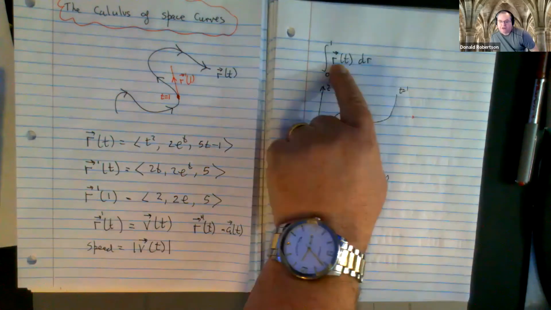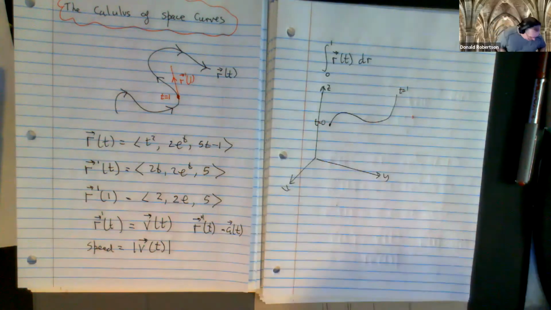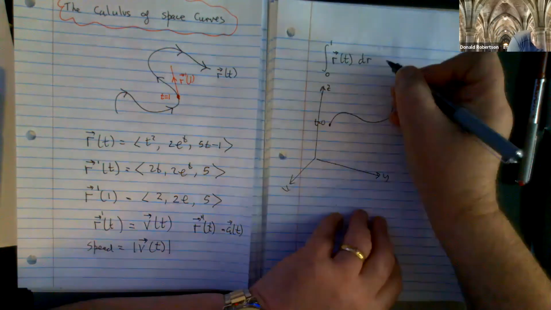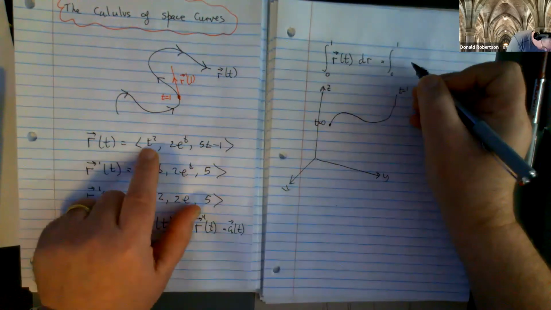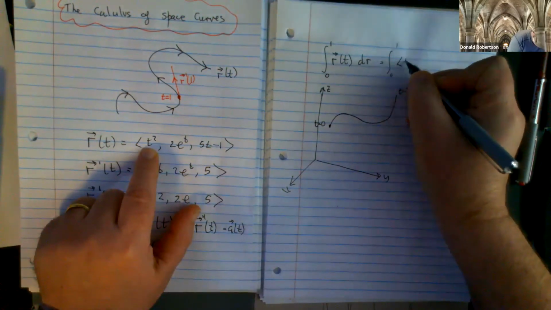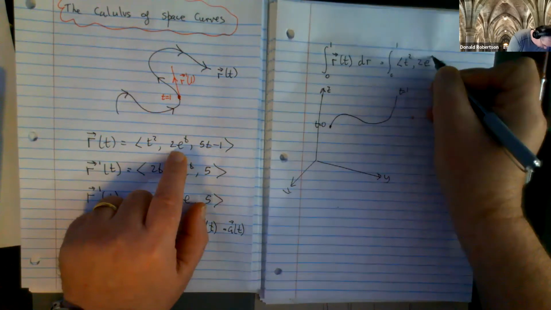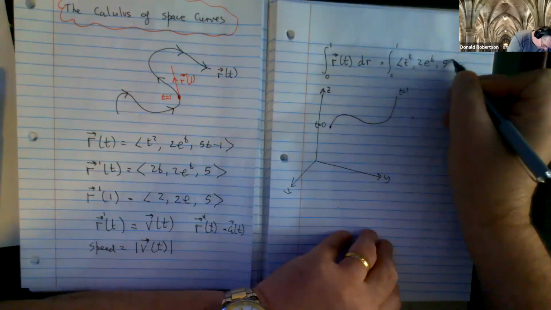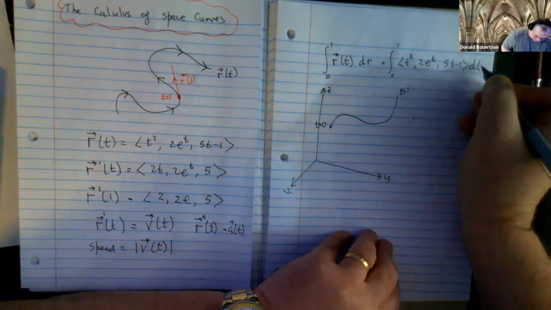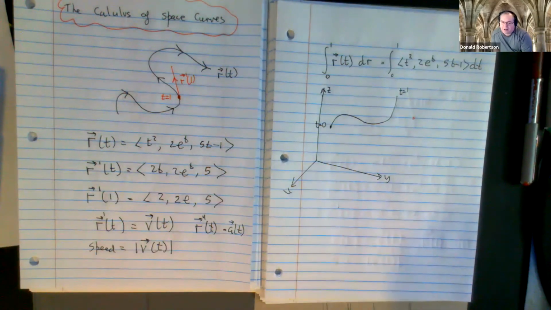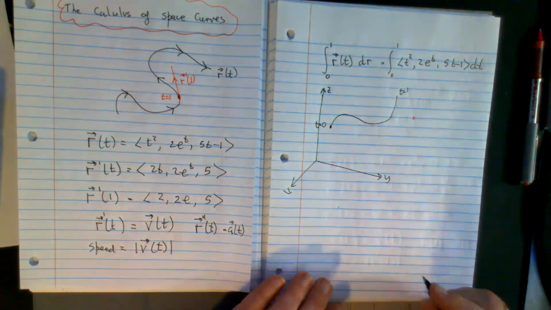And you'd like to integrate this fella. Let's make him this guy. So it's going to be t squared, 2e to the t, 5t, take away 1. Okay. If the world was nice again and everything was straightforward, how do you think you integrate a space curve? Integrate each variable separately. Yeah.